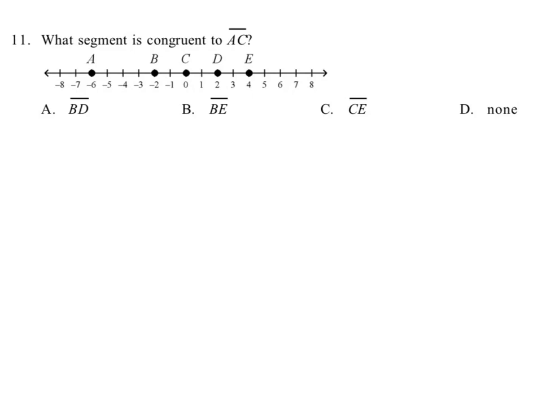The absolute value of -6 minus 0. Well, -6 minus 0 is -6. The absolute value of -6 is 6. So we have a distance of 6 from A to C. And let's just check that by counting.